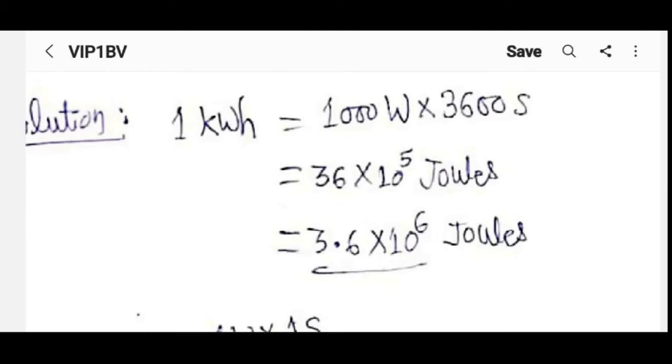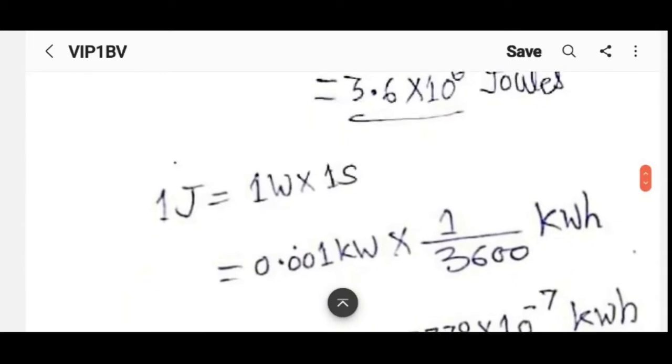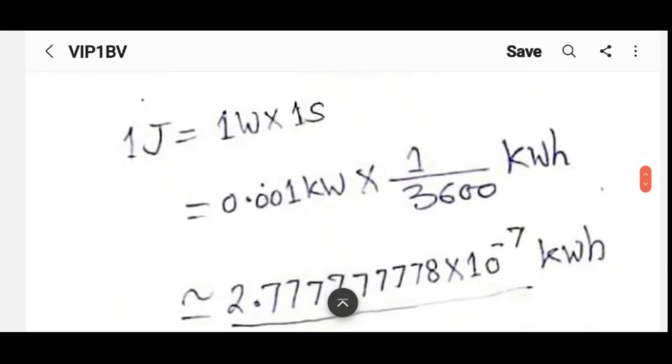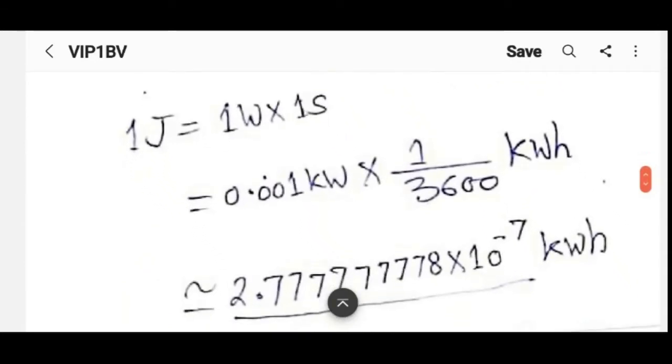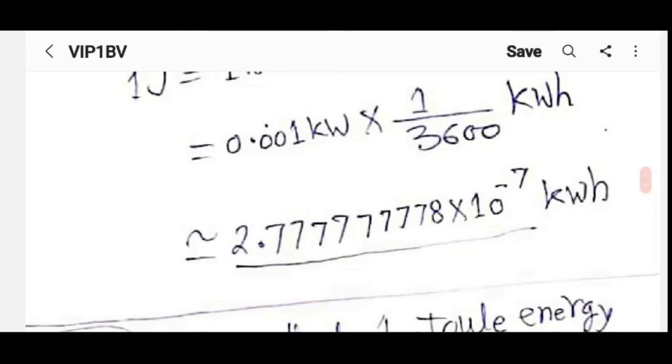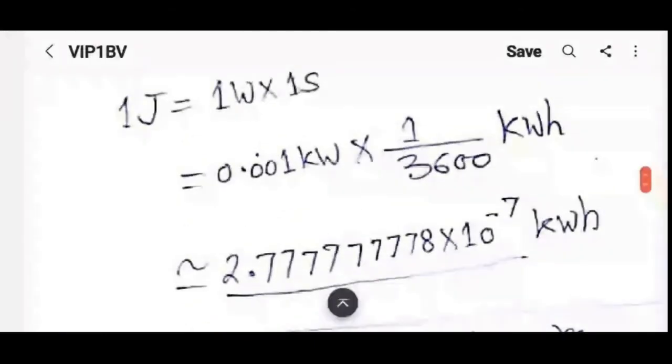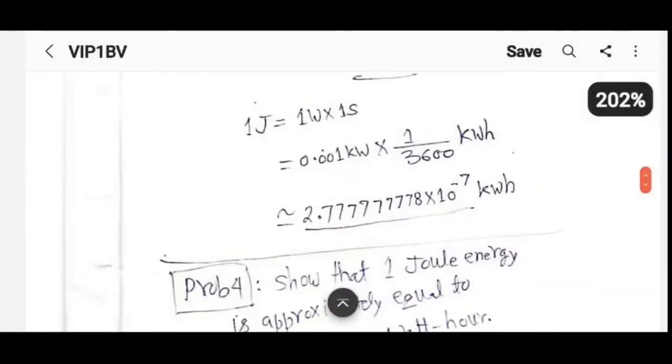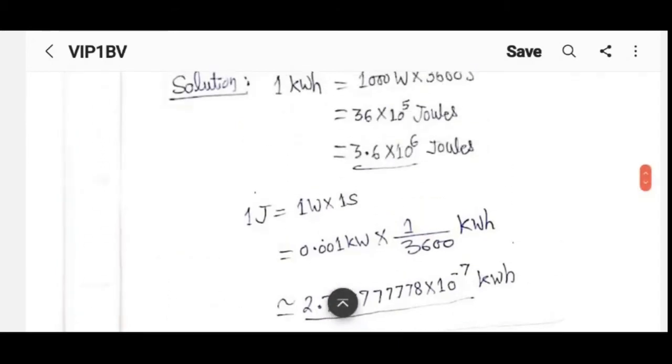And the opposite can be done very easily too. 1 joule is 1 watt into 1 second. 1 watt is 0.001 kilowatt. 1 second is 1 upon 3600 hours. Multiply the two, you get 1 joule equal to almost 2.78 into 10 to the power minus 7 kilowatt hour. Energy measurement is typically done in kilowatt hour, but for many calculations, we still need to use joules. That's why this conversion factor is very important to keep in mind.